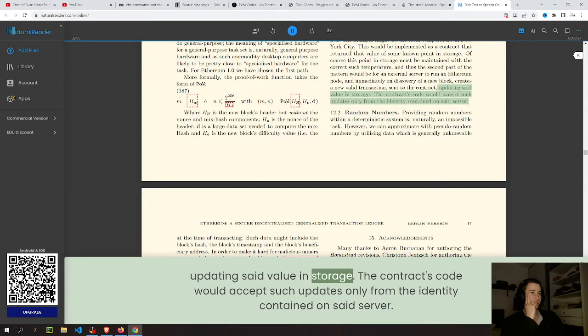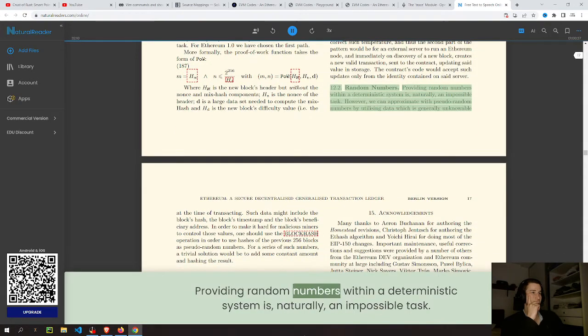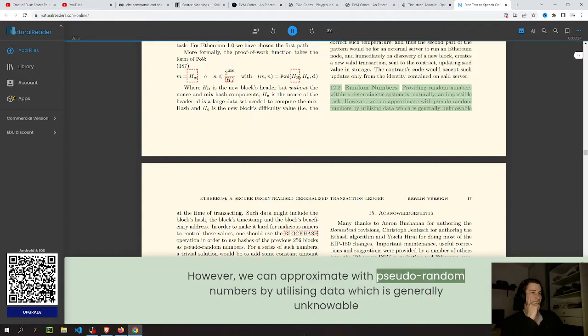Updating said value in storage. The contract's code would accept such updates only from the identity contained on said server. 12.2 Random numbers. Providing random numbers within a deterministic system is, naturally, an impossible task. However, we can approximate with pseudo-random numbers by utilizing data which is generally unknowable.